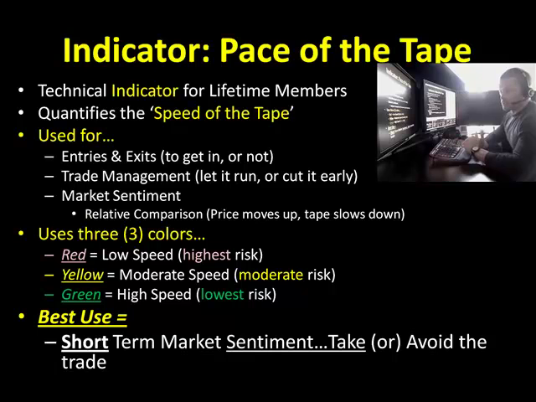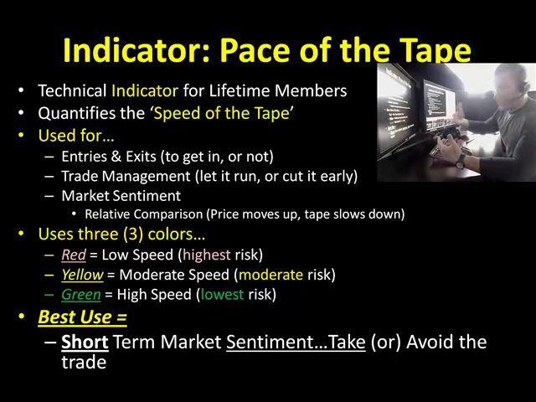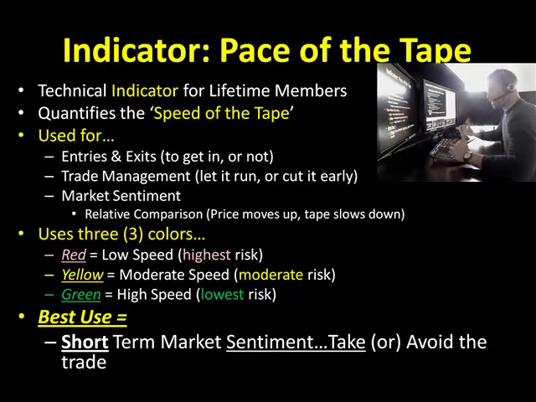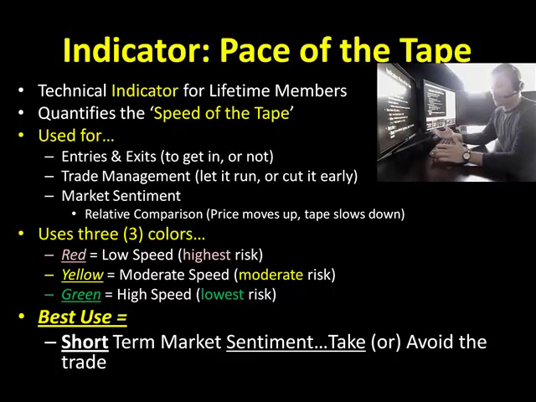Ideally, though, it's used for market sentiment. It's most widely used as a relative comparison tool when it comes to market sentiment. Price moves up, the tape slows down, that will confirm the sellers still have control. We can use it to compare if the pace of the tape is rising and the price is falling. That means more people are entering the market as the price is falling, therefore we'd want to be on the sell side. If I see price rising and the pace of the tape falling, there's your divergence.